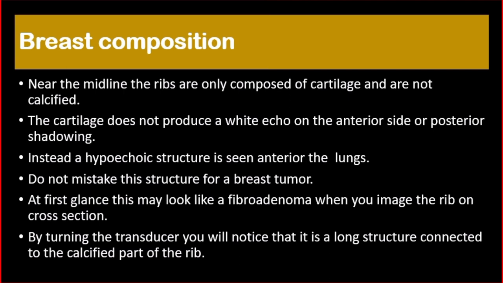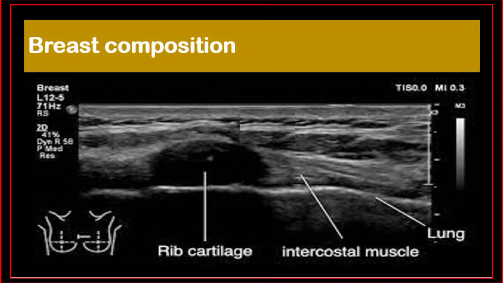Near the midline, the ribs are only composed of cartilage and are not calcified. The cartilage doesn't produce a white echo on the anterior side or posterior shadowing. Instead, a hypoechoic structure is seen anterior to the lungs. Don't mistake this structure for a breast tumor.